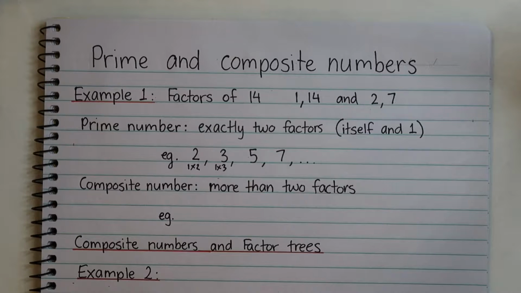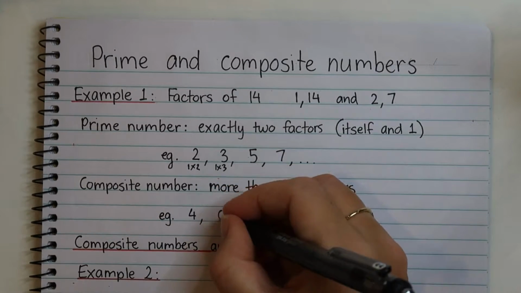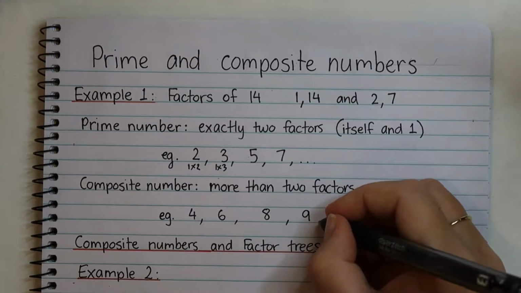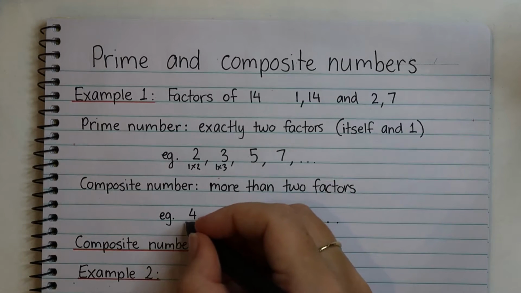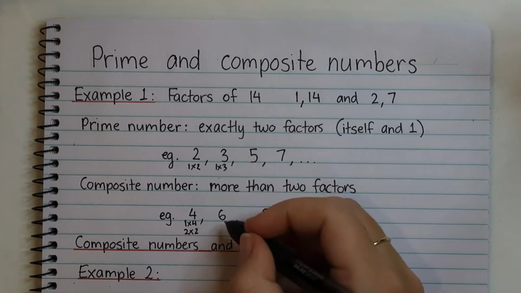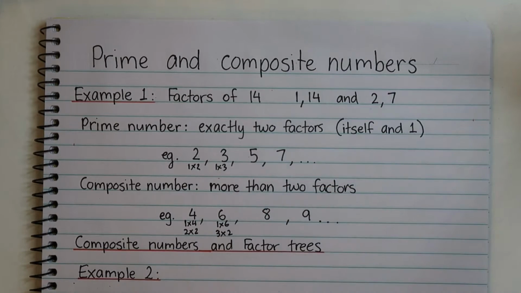A composite number is one which has more than 2 factors. So for example, this includes 4, 6, 8, 9, and so on. That's because, for example, 4 is 1 times 4 and 2 times 2. 6 is 1 times 6 and 3 times 2, and so on.